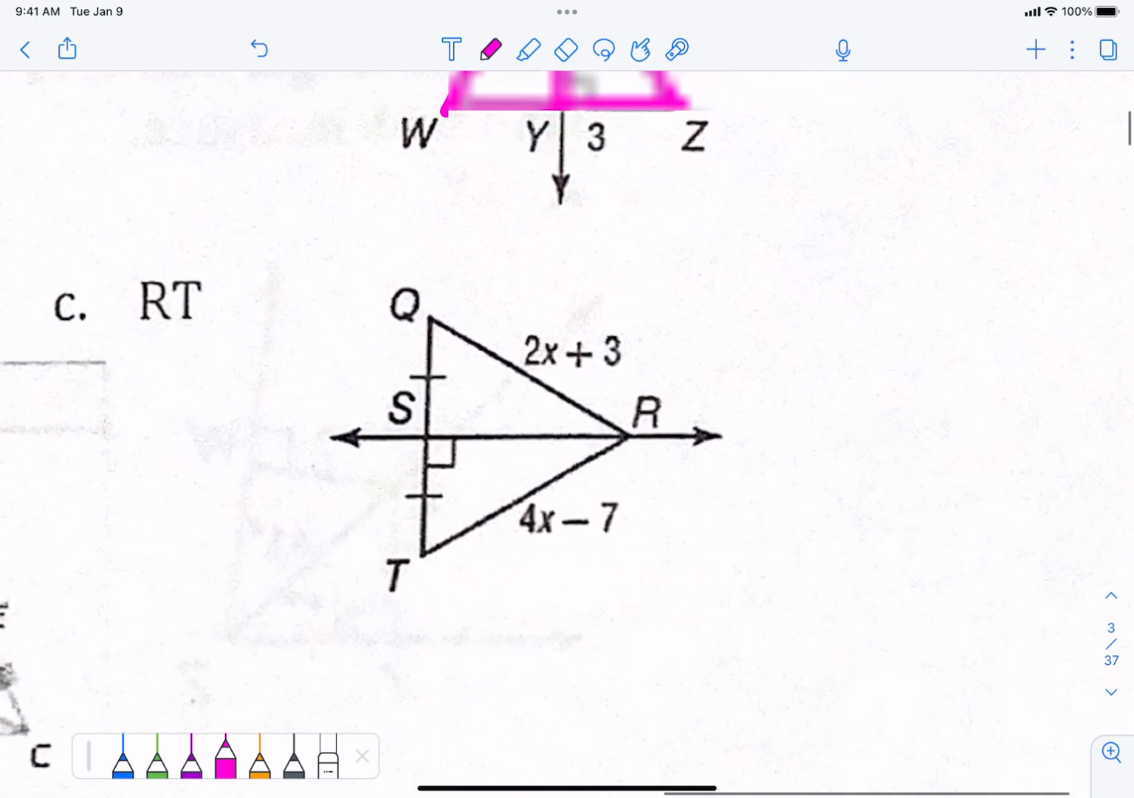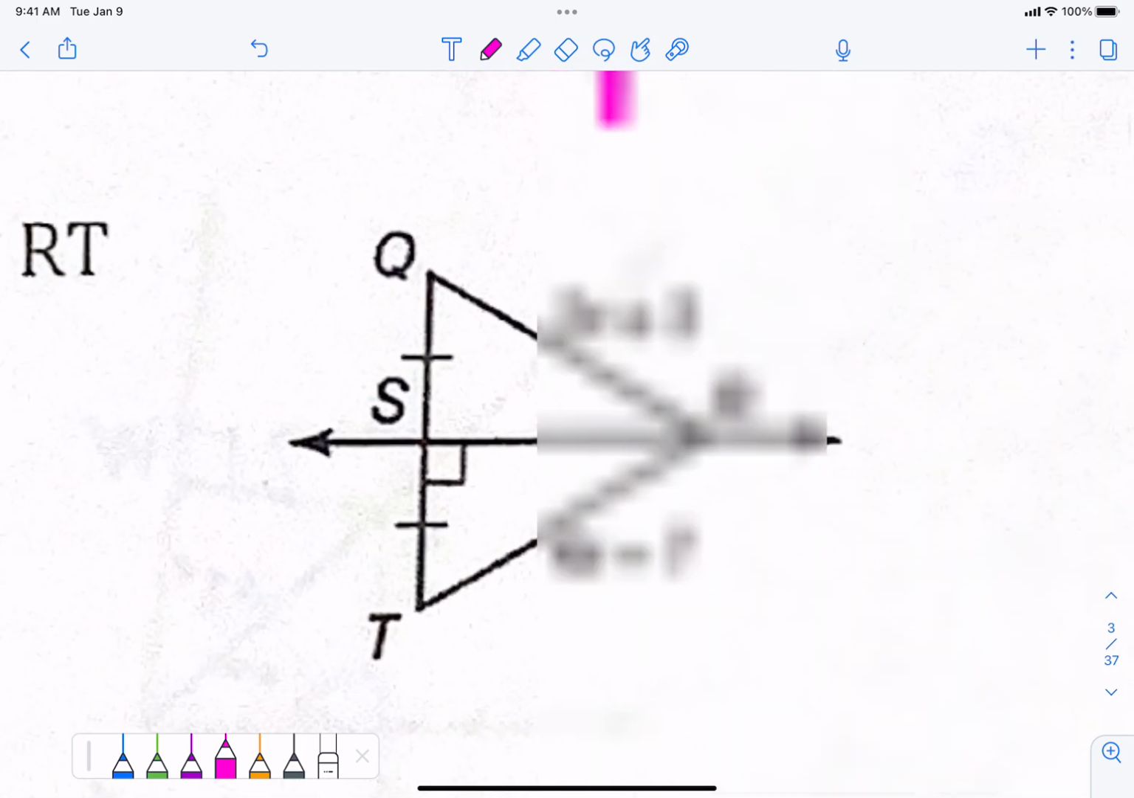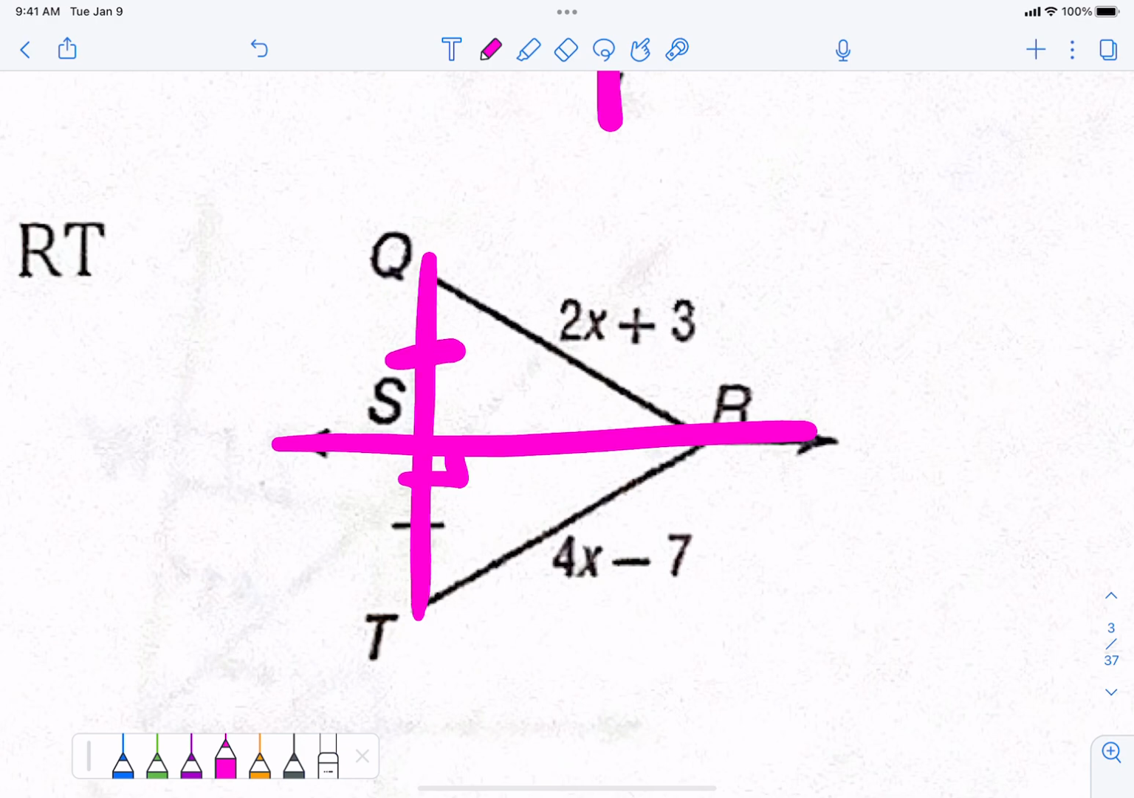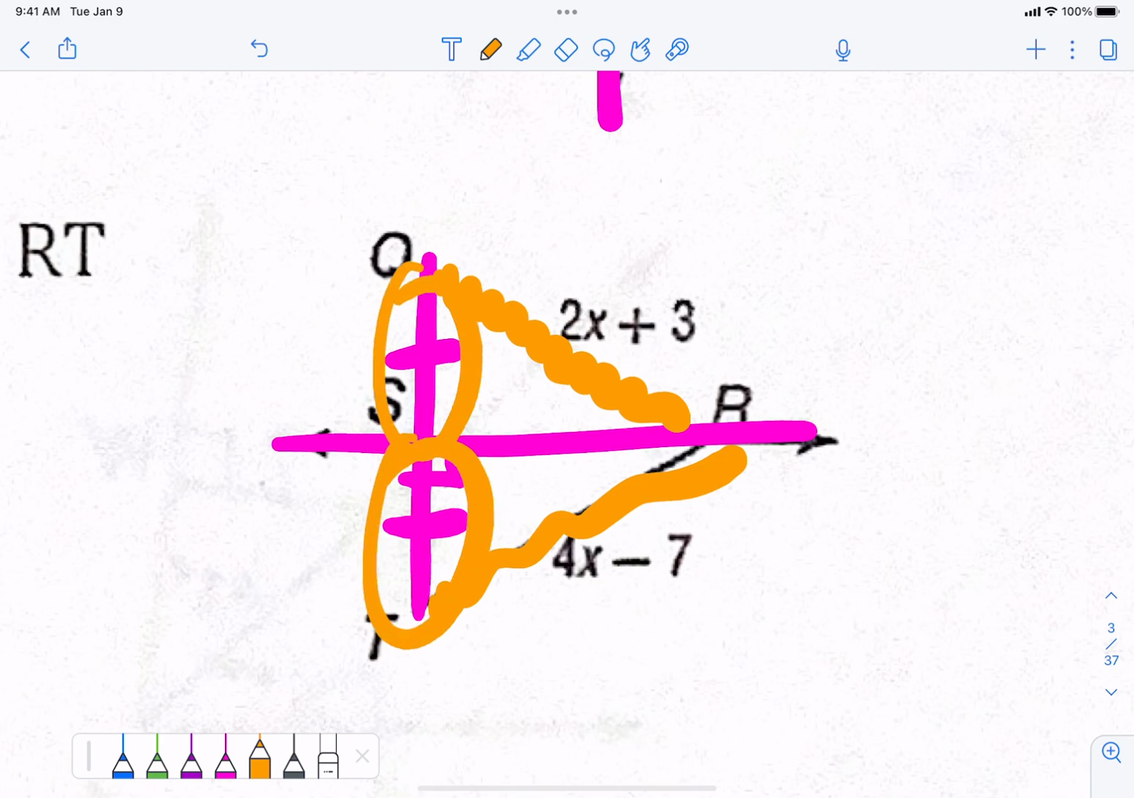Okay. RT. We do know which one's the perpendicular bisector. SR is bisecting QT at a perpendicular. He's split in half, okay? So they want us to find some stuff. What are we going to do? Solve for X, okay? How do we solve for X? Set them equal to each other. This will be the same as this as long as this is the same as that, right?